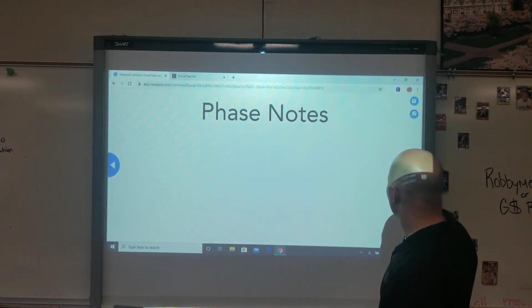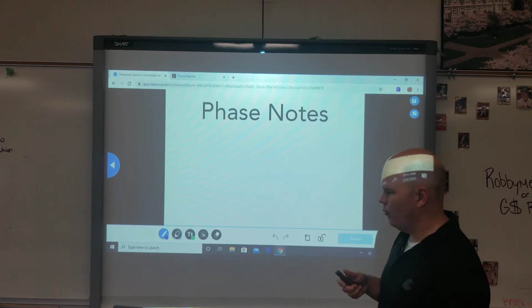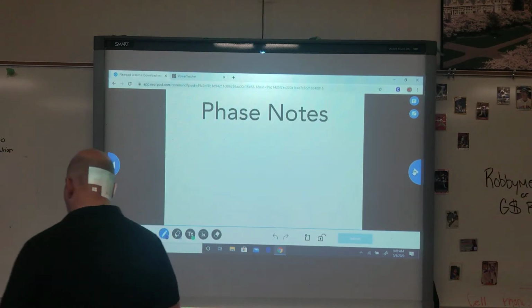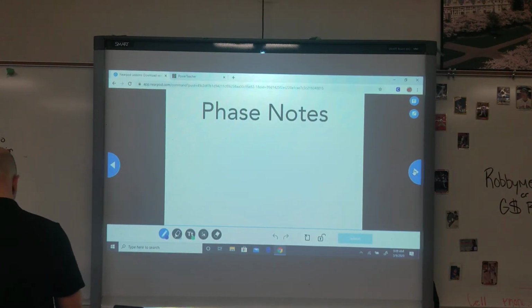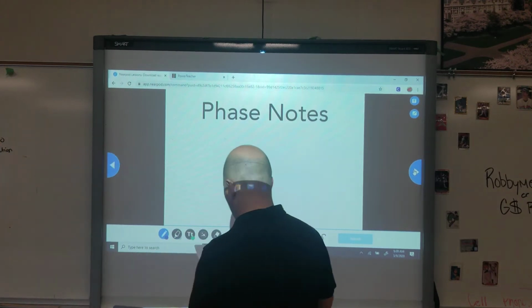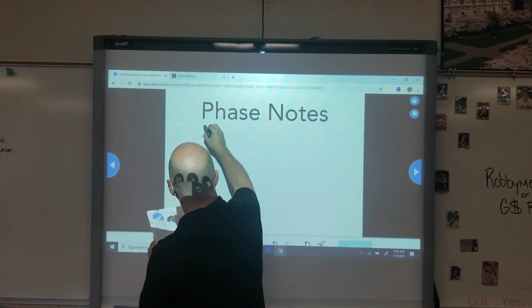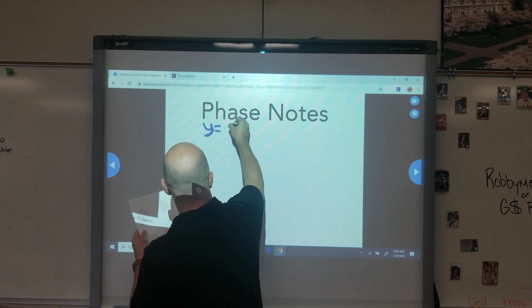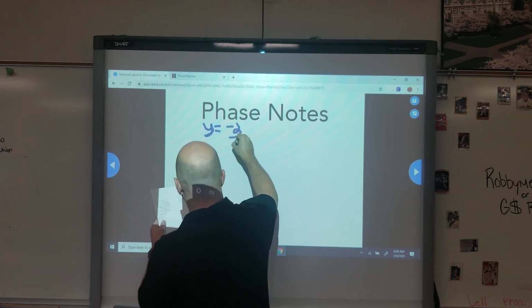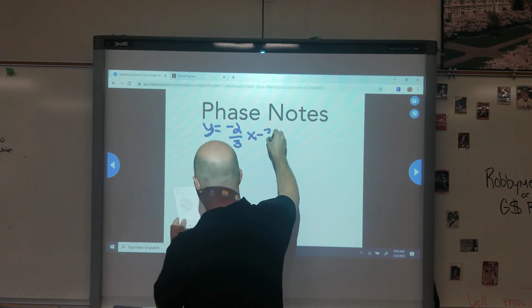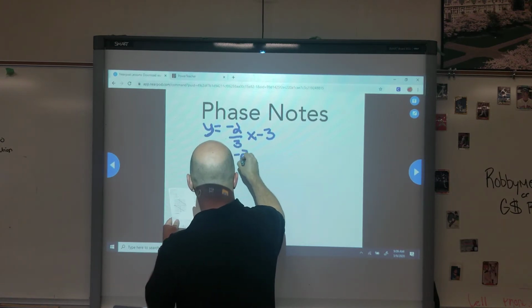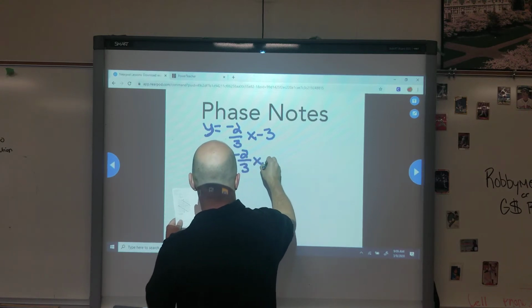Basically, we were looking at what do we do if we have equations that would look something like this. Let's say we had an equation that looked like this: y equals negative 2 over 3 x minus 3, and we have y equals negative 2 over 3 x plus 4.